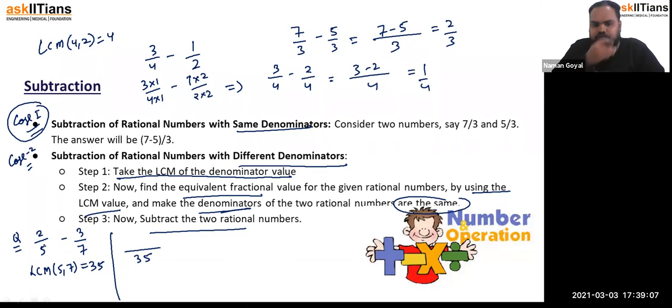Let me erase this. So 35 is the LCM. We have to make this 5 into 35 by multiplying 7 in numerator and 7 in denominator. So 2 into 7 upon 5 into 7 minus 3 into 5 upon 7 into 5, right?